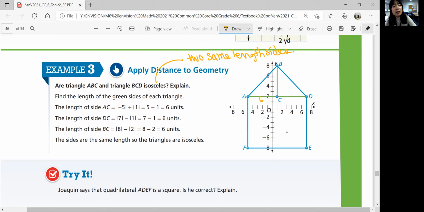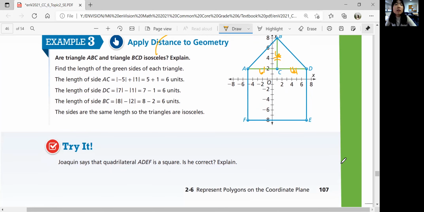Length of side AC is going to be 6 units. Length of side DC is 6 units. Length of side BC is 6 units. So do we have 2 sides that are equal length? Yes, ABC is isosceles. BCD is also isosceles. The sides are the same length, so the triangles are isosceles.